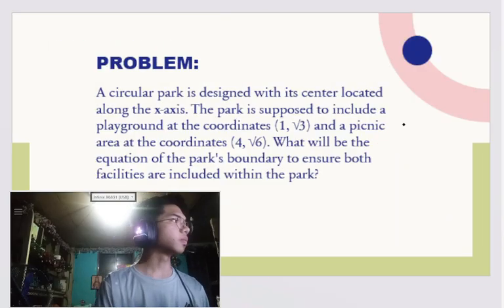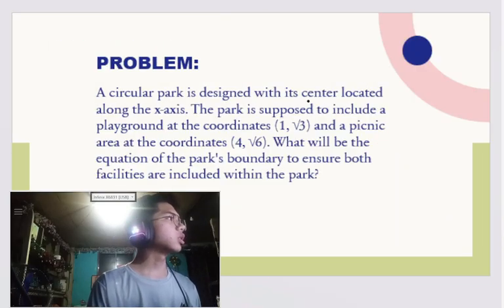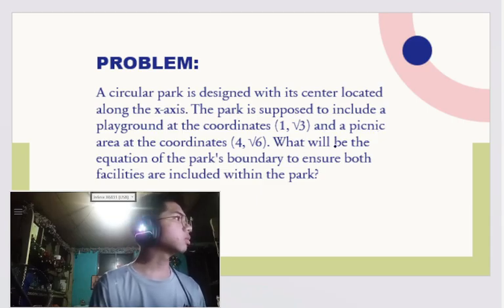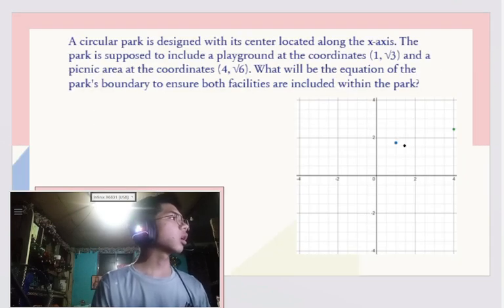So this is the problem. A circular park is designed with its center located along the x-axis. The park is supposed to include a playground at the coordinates (1, square root of 3) and the picnic area at the coordinates (4, square root of 6). The problem is: what will be the equation of the park boundary to ensure both facilities are included within the park? So here I have an illustration about the given points.